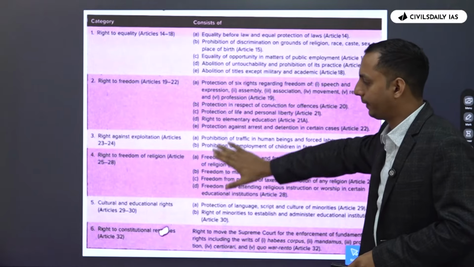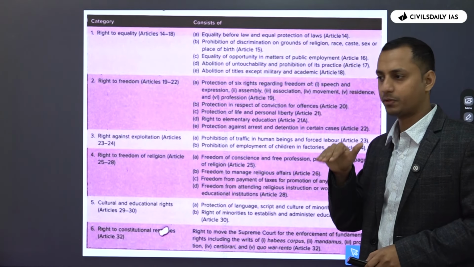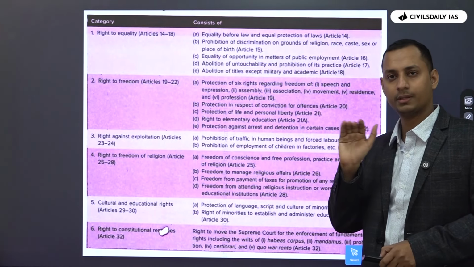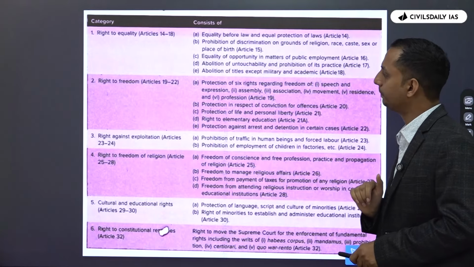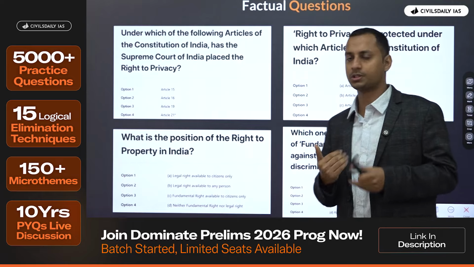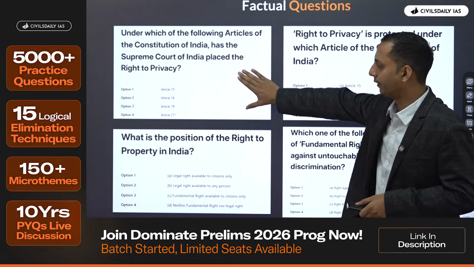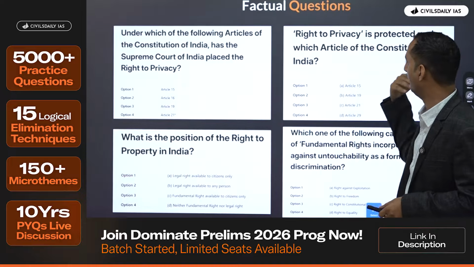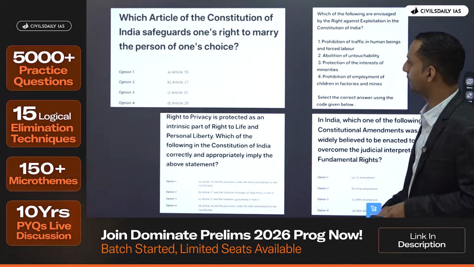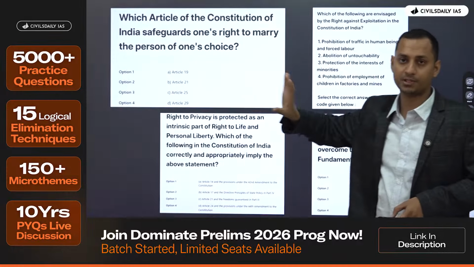So you need to have a clear-cut idea regarding all the articles out there. You have to dive deeper with respect to Lakshmikanth, and the Lakshmikanth knowledge mostly suffices. There is a mix of factual and also conceptual questions here. These are all the factual questions with respect to different articles: privacy, right to property, right to privacy, and other things like right to marry. These are all Supreme Court guidelines. That's what I'm saying.